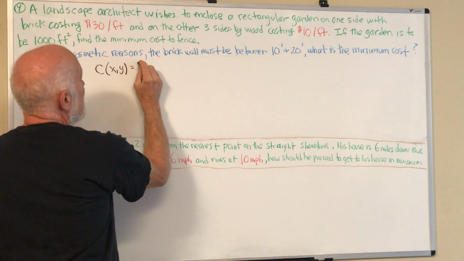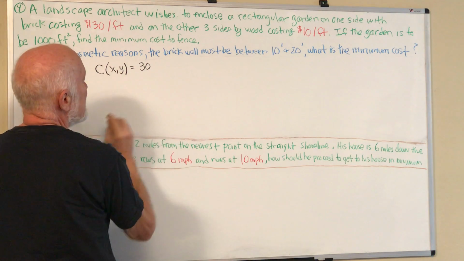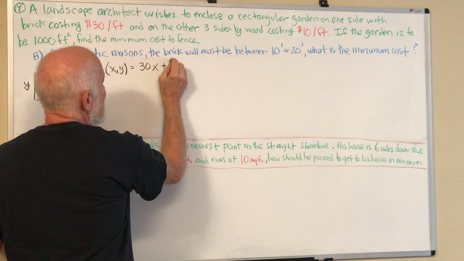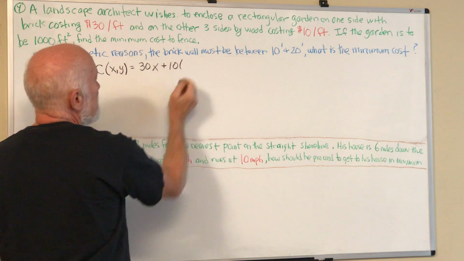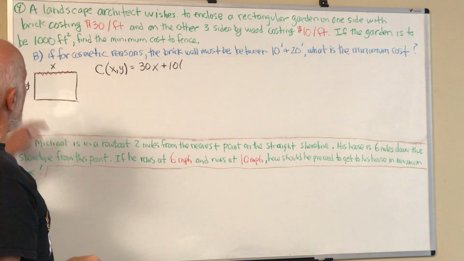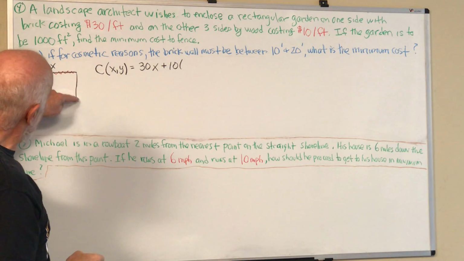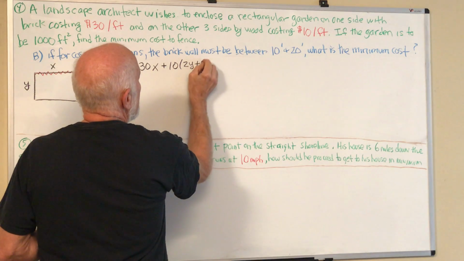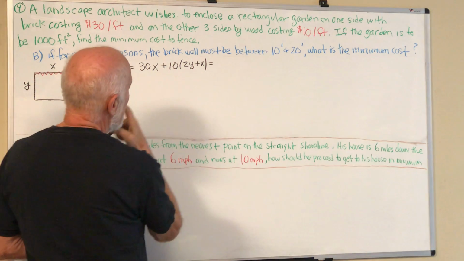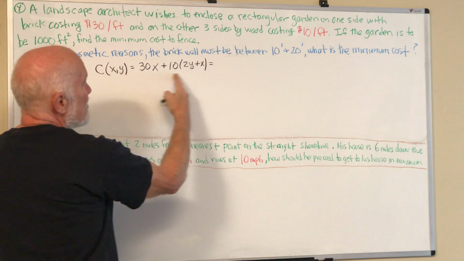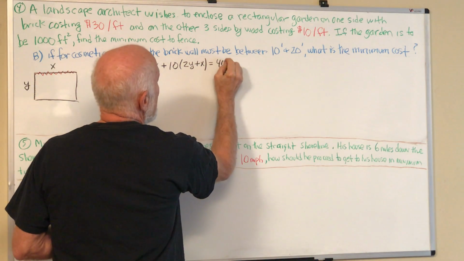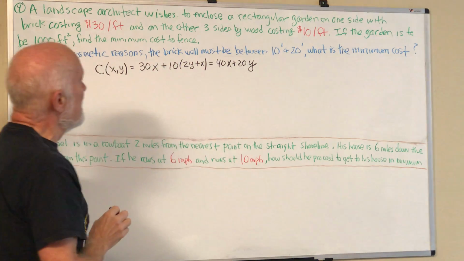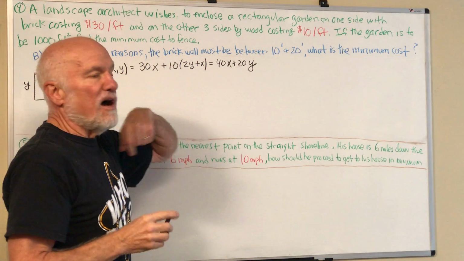So it costs $30 per foot times the number of feet of brick, which is X, plus $10 per foot times the number of feet of wood, which is 1Y, 2 Ys, and 1X. And just to simplify things, you can put all the X's together. Altogether you get 40X plus 20Y. And we've got a nice function.